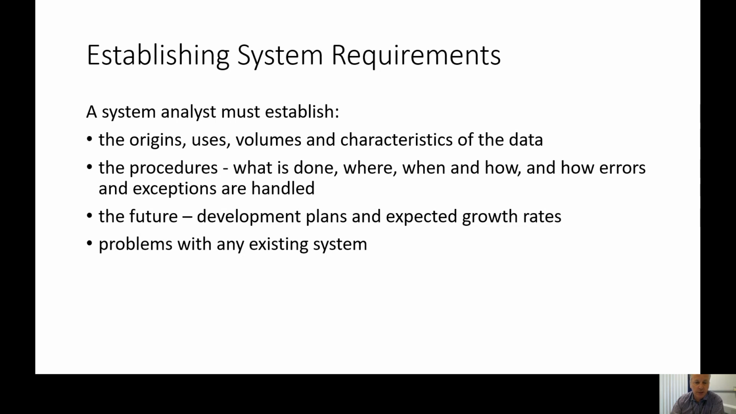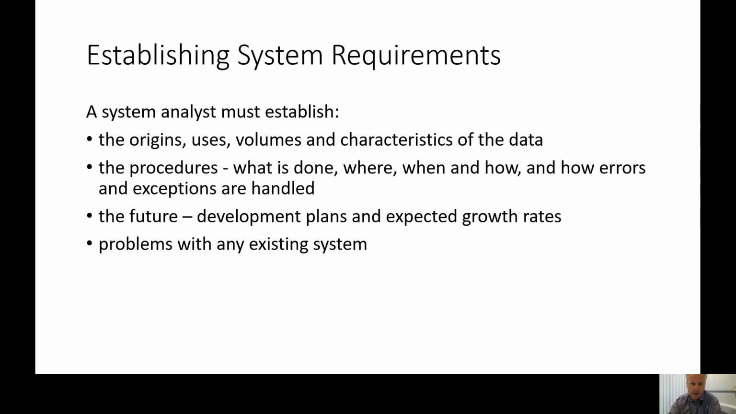They then have to look at procedures, what is currently done. So what's currently done, where is it done, when is it done, how is it done? And if there's errors in the system, how are errors handled? What happens when an error occurs currently? And exceptions are handled. So that's when the system is processing, data's flung up that is an exception to the rule or seems to be an error. How are those exceptions handled as well?